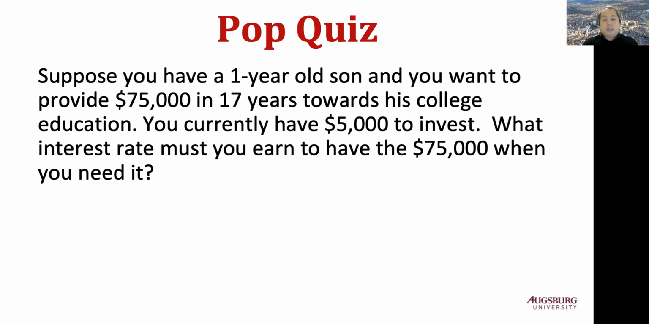Okay, this is a pop quiz. Suppose you have a 1-year-old son and you want to provide $75,000 in 17 years towards his college education. You currently have $5,000 to invest. What interest rate must you earn to have the $75,000 when you need it? So you need to have $75,000 in 17 years, you have $5,000. What is the interest rate? Solve it.